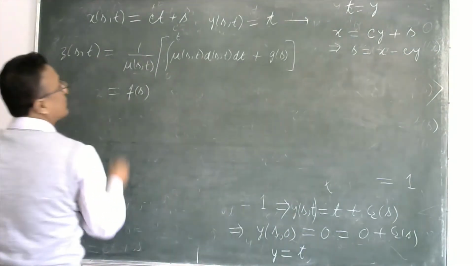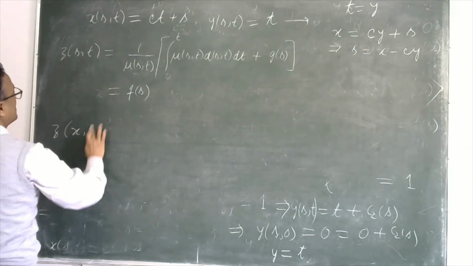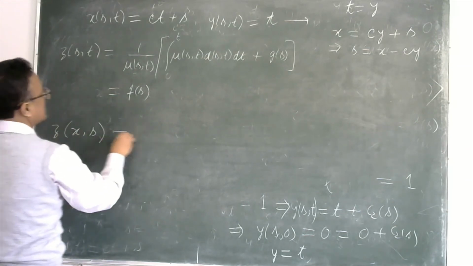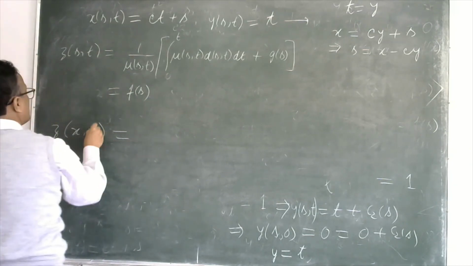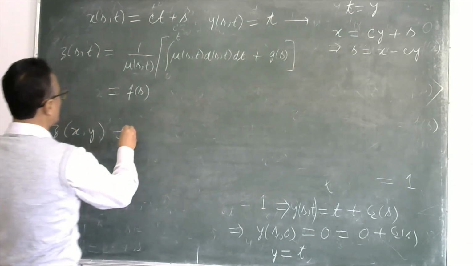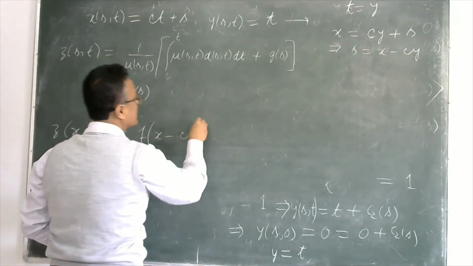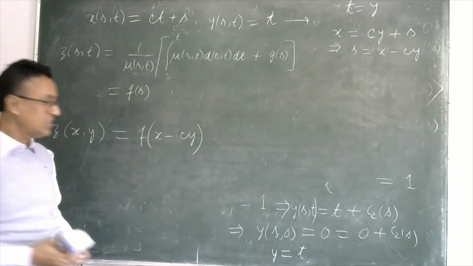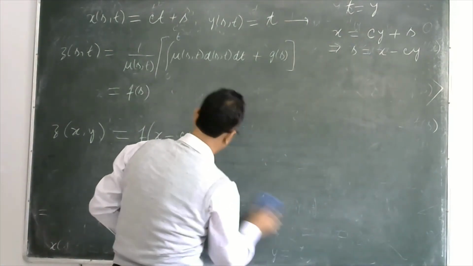Okay, so eventually if I want to write z as a function of x and y, that is going to be f of s, and s is nothing but x minus cy. Then one interesting observation I connected with this particular problem.